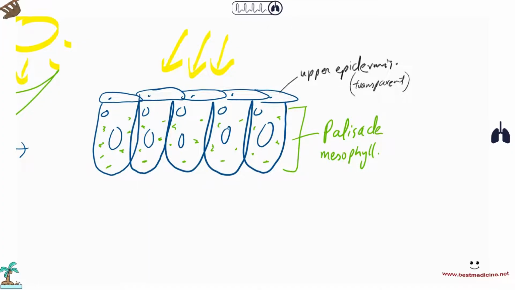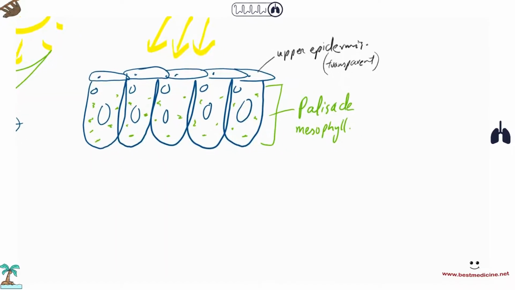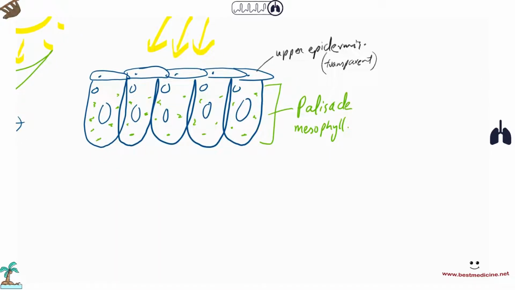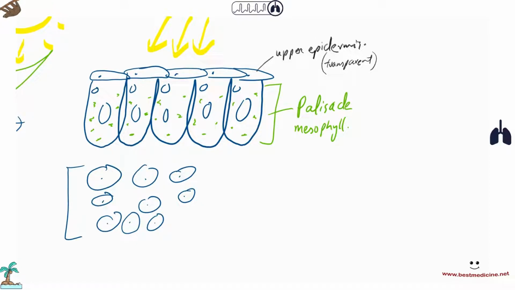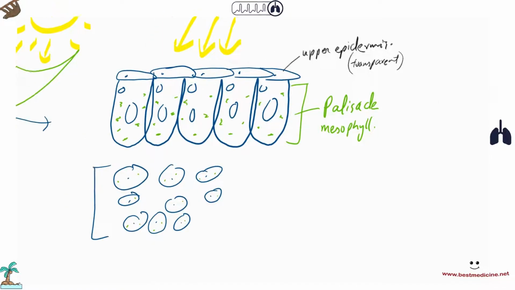Underneath the palisade mesophyll, we have an air-spaced tissue that contains cells with a lot of air spaces between them, kind of like a sponge. These cells belong to another tissue called the spongy mesophyll. The spongy mesophyll cells also have some chloroplasts, so they're also able to do some photosynthesis, but not as much as the palisade mesophyll. So that's the spongy mesophyll.